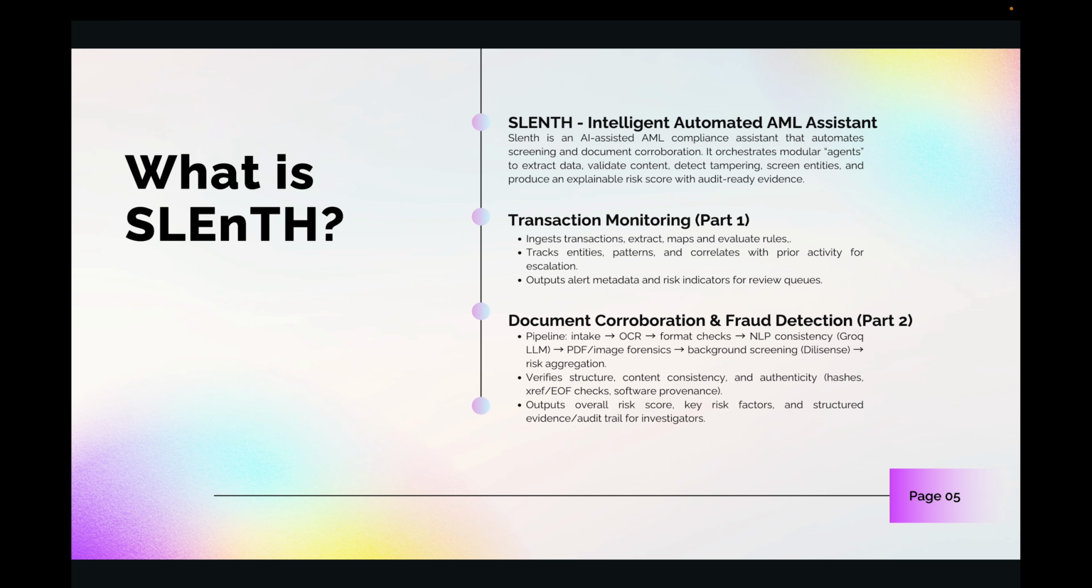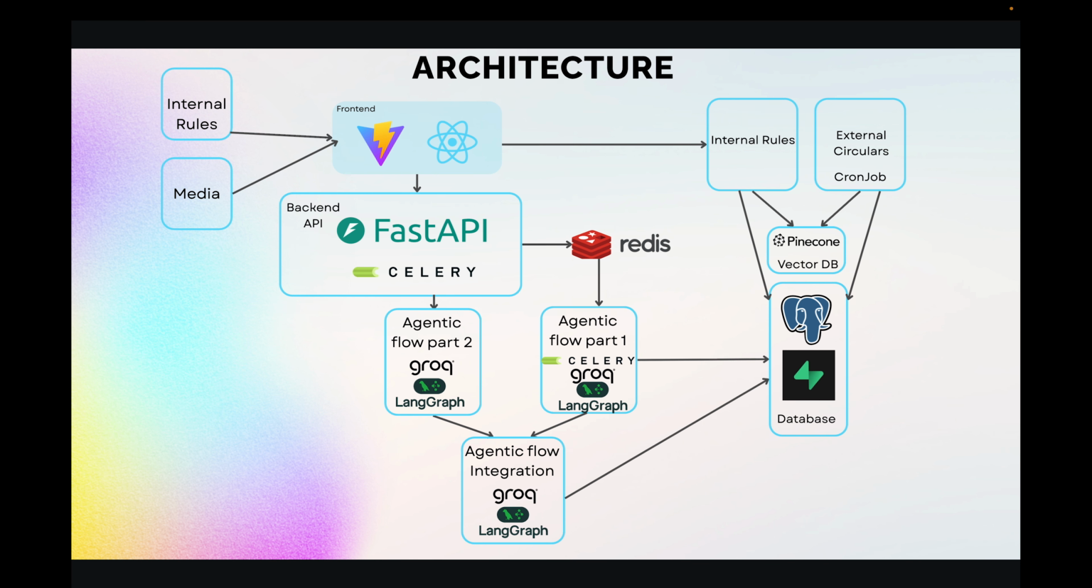And now we'll be talking about the system architecture and also the deep dive into the agentic workflow. This is how our architecture will be. Firstly, to ingest our internal rules, we'll allow the front end to ingest internal rules from the rules team. Where they want to update new rules, they can update through the front end. And for external circulars, we have a cron job that will run daily to scrape these rules from the three major sources: MAS, FINMA, and HKMB.